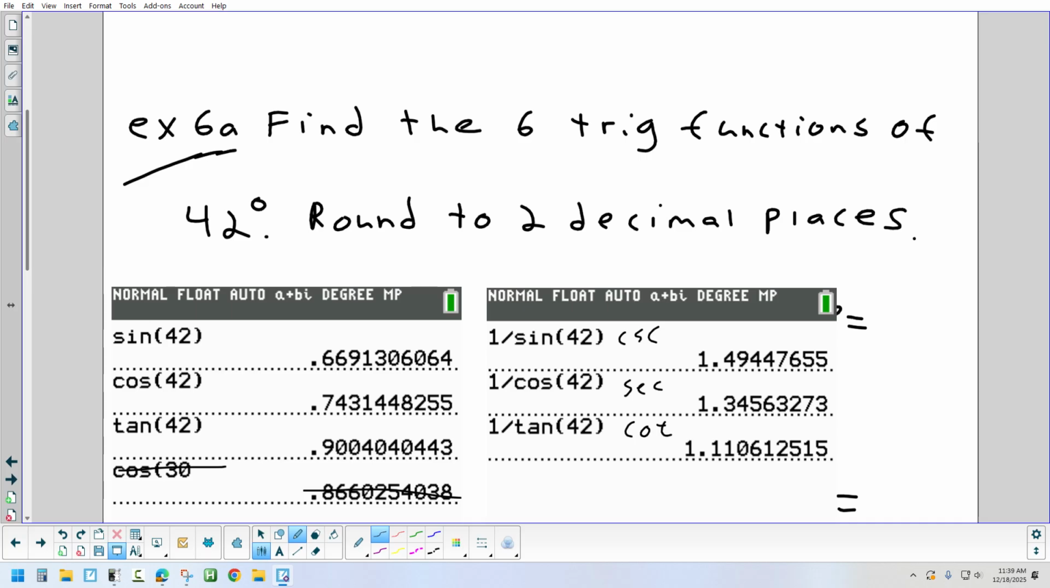For the answer of secant, will we do 1.5 or 1.49? Secant, you would write, based on this, 1.35. Sorry, cosecant, you would write 1.49. So 0.67, 0.74, 0.90, 1.49, 1.35, 1.11. Rounded properly.